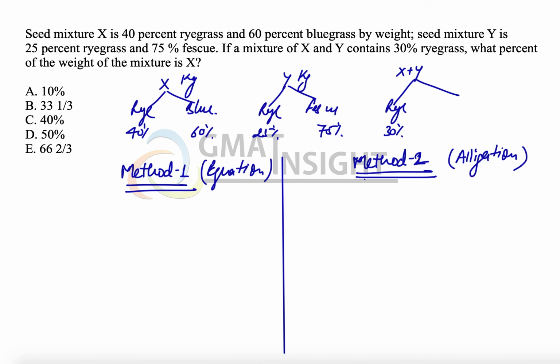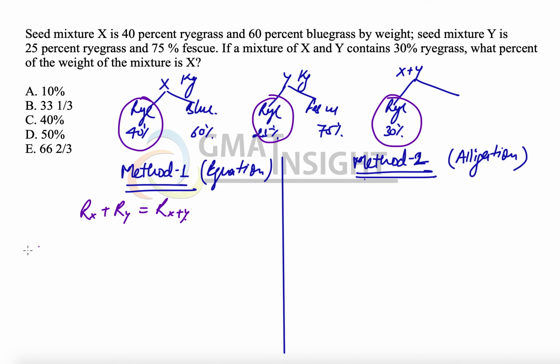When we form the equation, the simple logic that we work on is that when we are mixing the two things, then we have to find one common constituent, one common substance based on which we can form the equation. Here we can simply form the equation on ryegrass because the question has been talking about ryegrass all the time. And we can see in the final mixture we have only the percentage of ryegrass. So the equation will be ryegrass of X plus ryegrass of Y should be equal to the ryegrass in final mixture x plus y. Ryegrass in X is equal to 40% of x, ryegrass in Y is equal to 25% of y, and finally ryegrass is 30% of the final weight, which is x plus y.